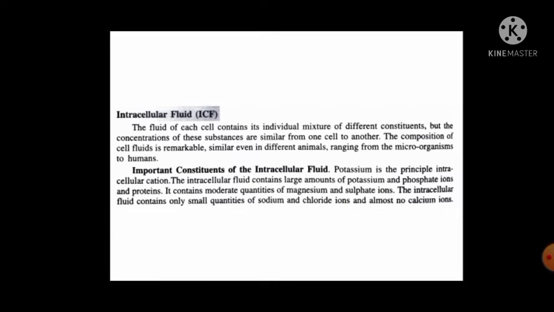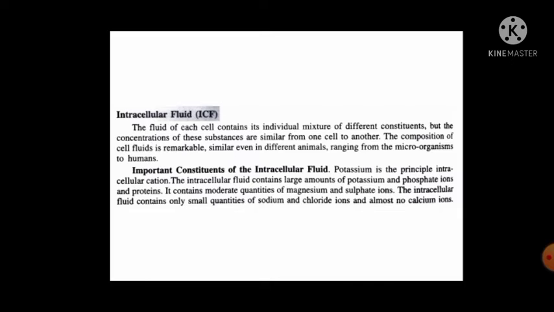Important constituents of intracellular fluid: intracellular fluid contains potassium as the principal intracellular cation. Cation means a positively charged ion. In that, potassium is the principal intracellular cation, meaning potassium is present in a large quantity in intracellular fluid.